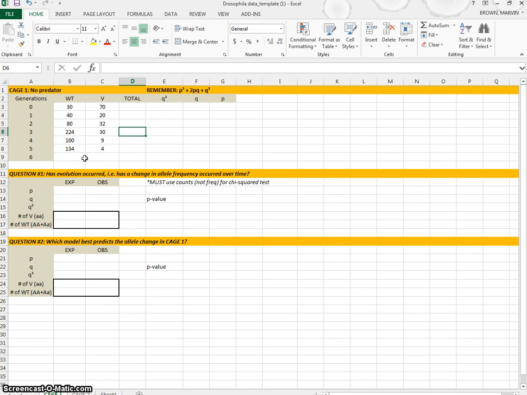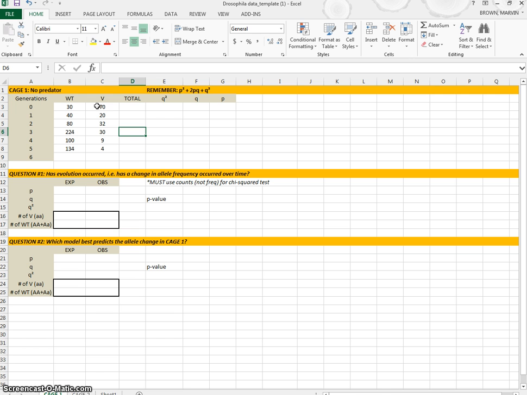But what we need to do is determine if evolution happens. And the way that happens is, since Hardy Weinberg says that everything kind of stays the same, right? No evolution happens. If that were the case, when we start out with the original vestigial and wild type flies, at the end we would end up with the same frequency.